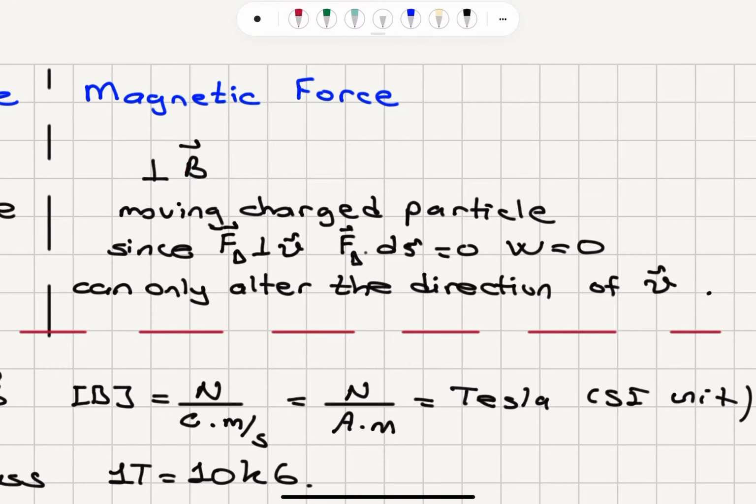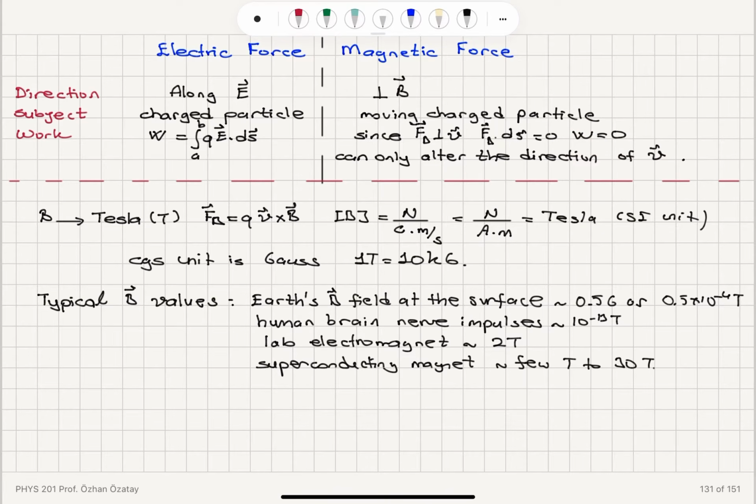So this tells us that the magnetic force does no work on a moving charged particle. It can only alter the direction of the velocity. It cannot induce an acceleration in the direction of the velocity because it cannot do any work on the moving charged particle.